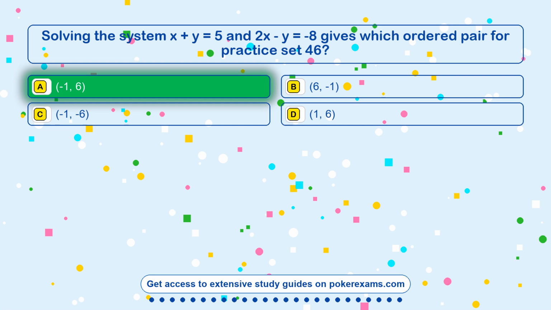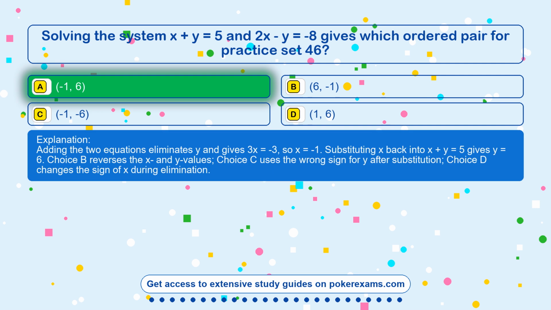The correct answer is option A, minus 1, 6. Adding the two equations eliminates y and gives 3x equals minus 3, so x equals minus 1. Substituting x back into x plus y equals 5 gives y equals 6. Choice B reverses the x and y values. Choice C uses the wrong sign for y after substitution. Choice D changes the sign of x during elimination.